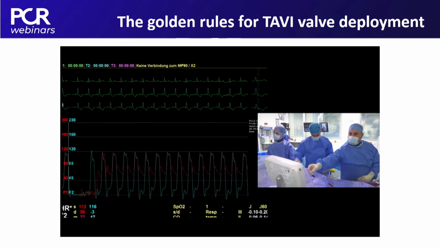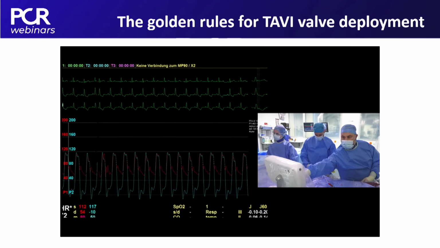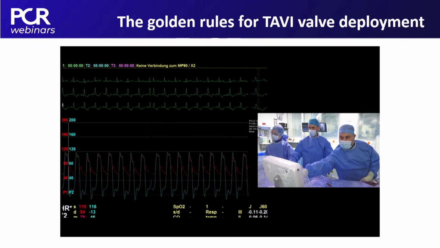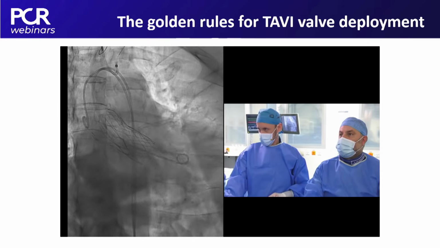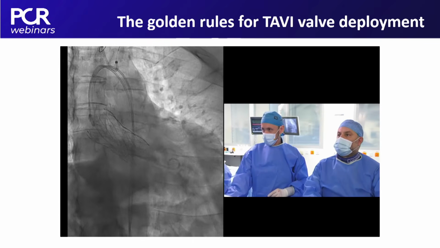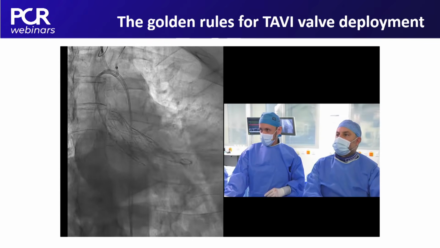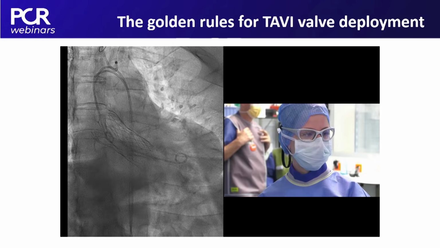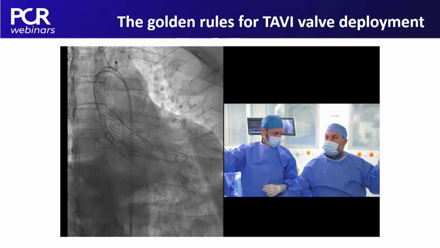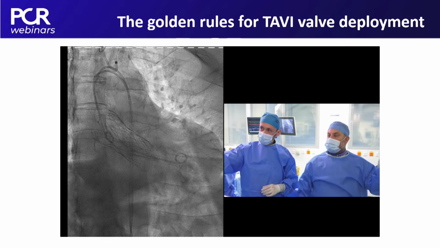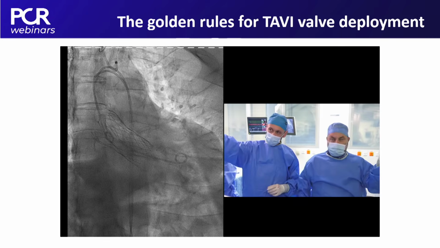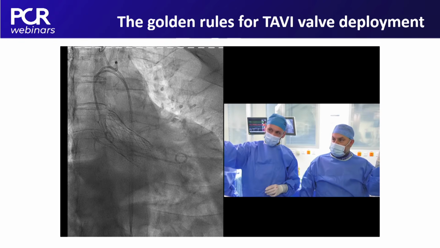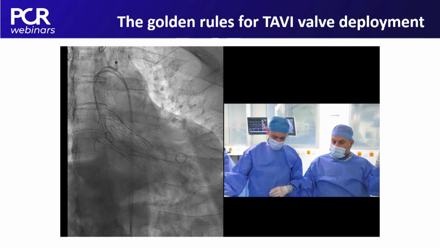Let's check, before doing an angiogram, the commissural alignment. So I come back to the overlapping cusp view. I think it's correct. It's good. Now in this view, which is the overlapping cusp, we have one commissure on the right and two commissures on the left. If you are well aligned, we will have one commissural spot on the right, isolated, and two on the left. And this is actually what we see here.